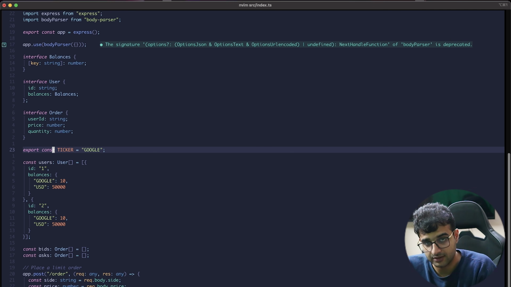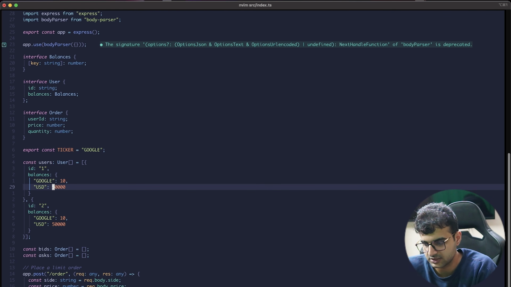I have defined a ticker variable, which is the current ticker that's trading, which basically means the asset that you're trading. In this case, it's Google. You could have multiple assets here. Ticker could be an array rather than being a string, but our order book only works for a single market right now, which is why there's a top level variable that's defined.